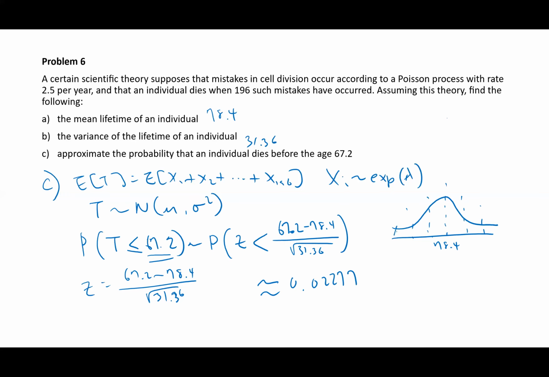Graphically, what does that mean? You're probably somewhere way out over here, 67.2, somewhere out there. So the probability that you die before 67.2 is a very small probability, assuming this mean and standard deviation.